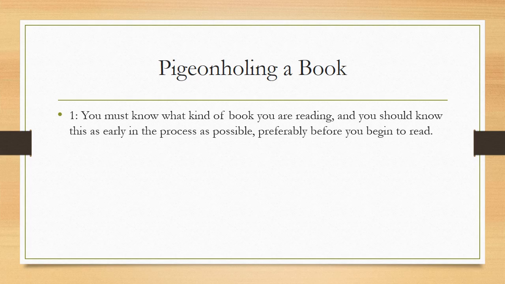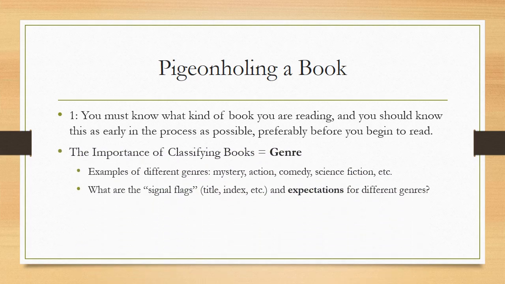So this can be that inspectional reading stage that we talked about in lesson 2. The title and other parts of the book should give you clues as to what it's about. And this classification, this pigeonholing, is genre. Different books belong to different genres. So in the fiction realm, you have mystery, action, comedy, science fiction. Those are some examples of genres.